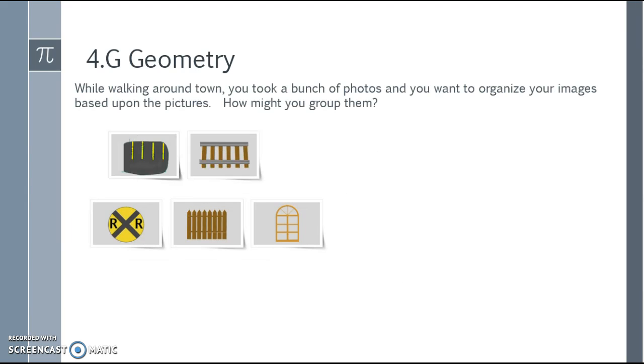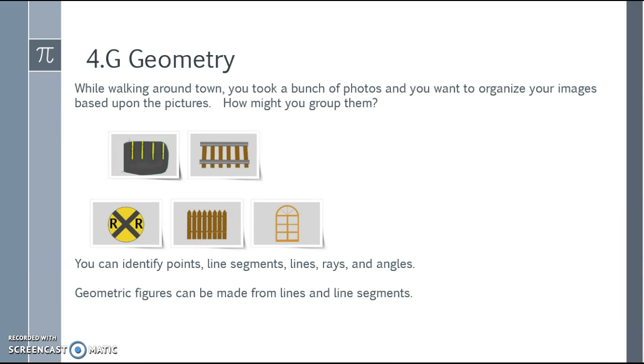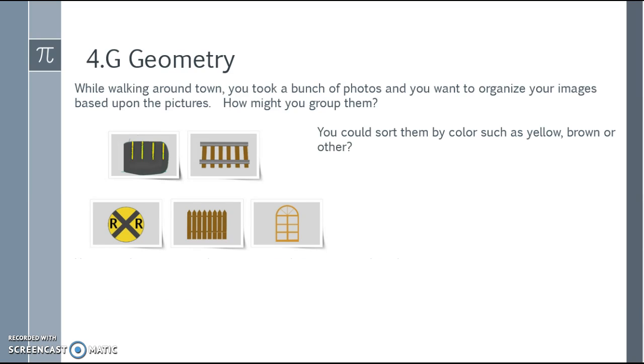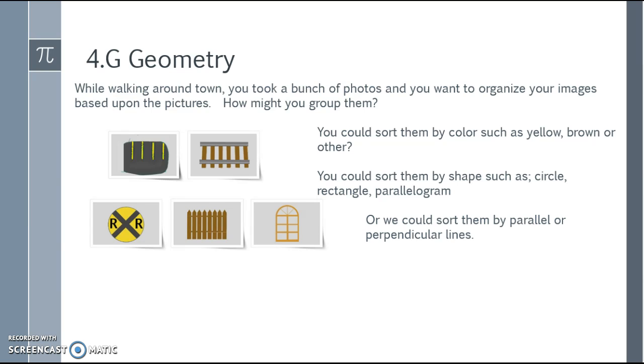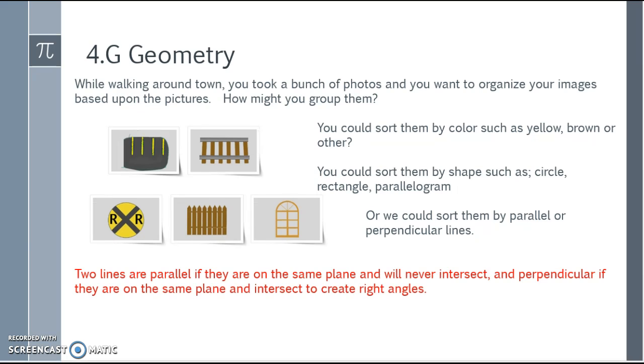While walking around town, you take a bunch of photos and you want to organize your images based upon the pictures. How might you group them? You can identify points, line segments, lines, rays, and angles. Geometric figures can be made from lines and line segments. So you may have grouped them by sorting by color, such as yellow, brown, or any other color that you see. You could sort them by shape, such as circle, rectangle, and parallelogram. Or we could sort them by parallel or perpendicular lines.